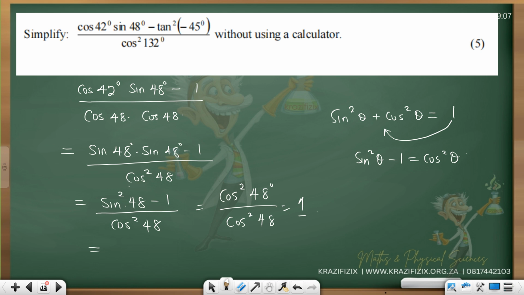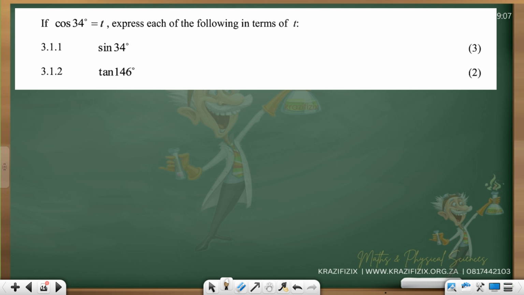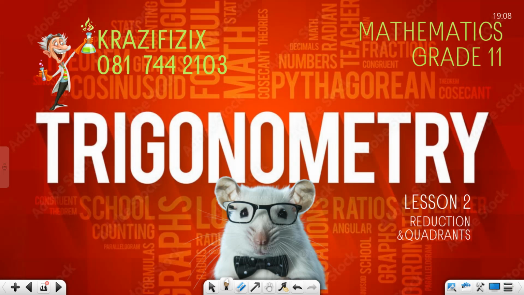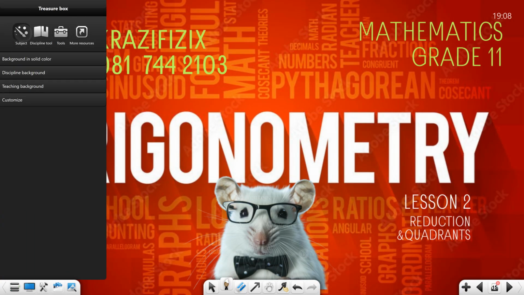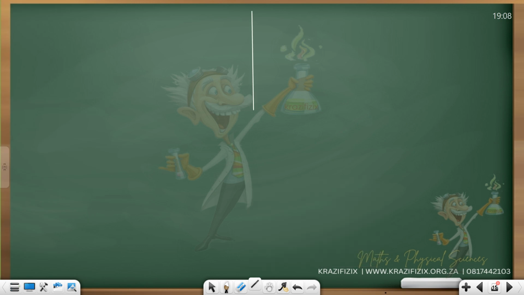All right, let's go to quadrants quickly. I'm looking at quadrants now. Guys, let's look at quadrants tonight quickly. Our aim is to look at quadrants tonight. Quadrants. And bring reduction into quadrants.